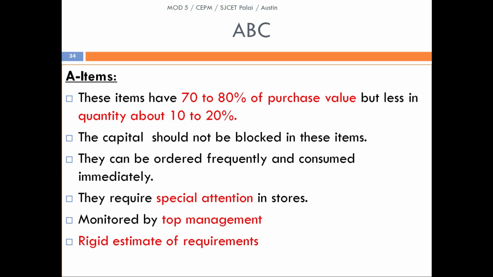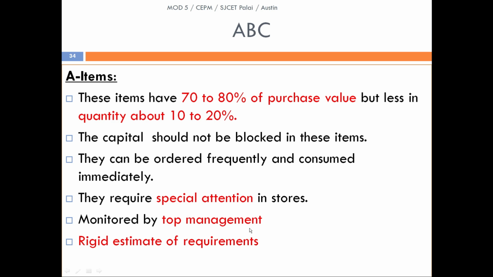And as we have explained here, in A items you could see that around 70 to 80% of the value accounts for just 10 to 20% of the least number of quantities. So we could understand that though the number of quantities is very less, these materials have a larger value. So these are considered to be very critical from the company or organization's perspective. So this can be ordered frequently and consumed immediately. This requires special attention in stores.